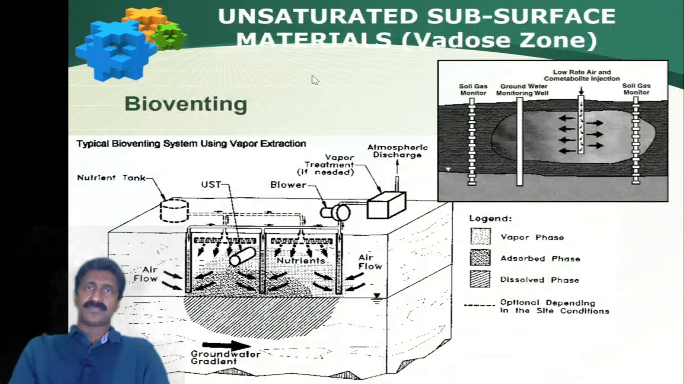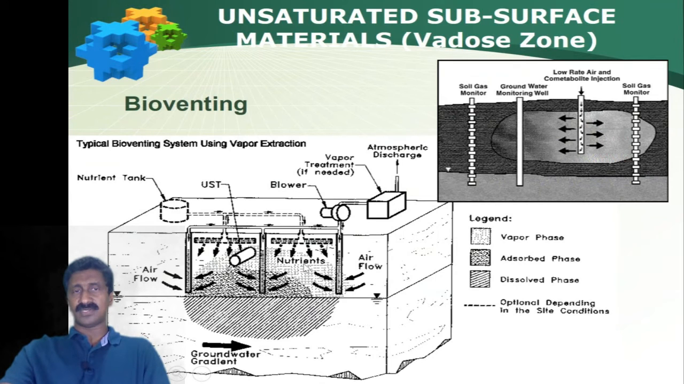Then the next one is unsaturated subsurface materials. So this is another one in which here is the groundwater gradient that is shown, and this area is take it as the area of contamination, underground contamination. There is a underground water area, water gradient, and underground soil and water. That area is actually contaminated.